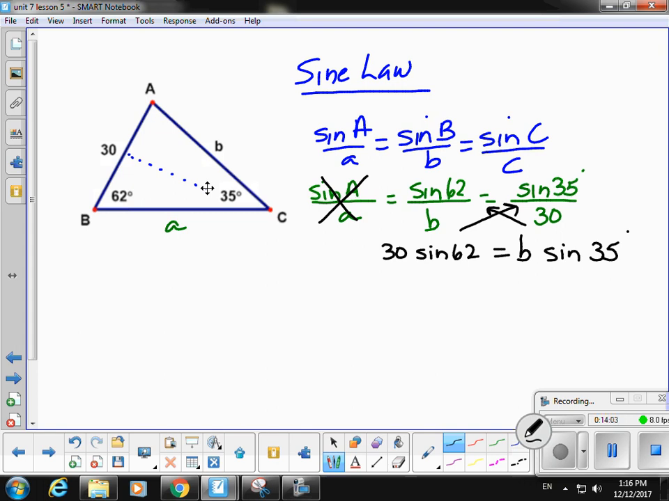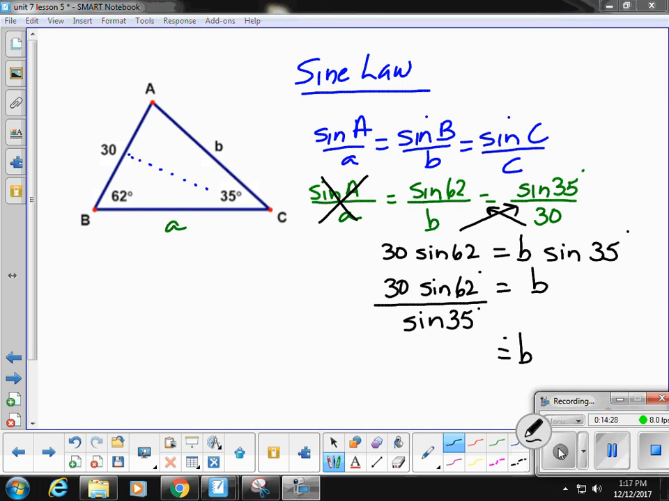I want to get b by itself. To get rid of b times sine 35, I'm going to divide both sides by sine 35. I haven't touched a calculator yet. It just is more accurate. Sine 35. And that I need to type in and get an answer for b. Please try it on your calculator as well. B is 46.2.